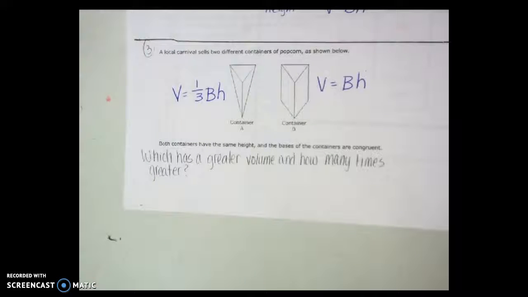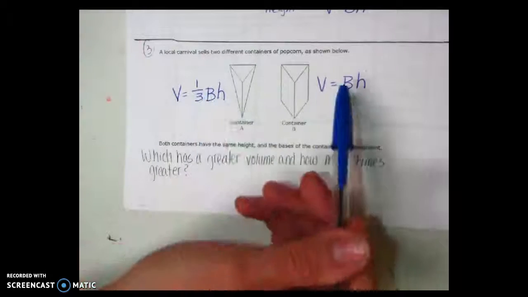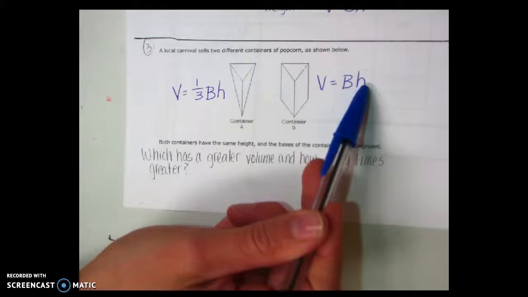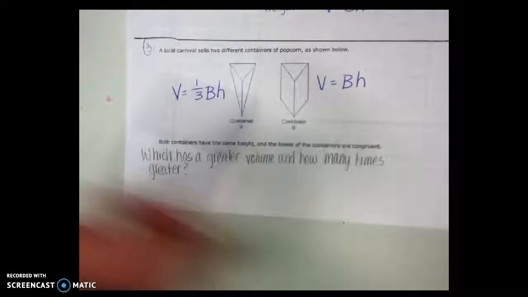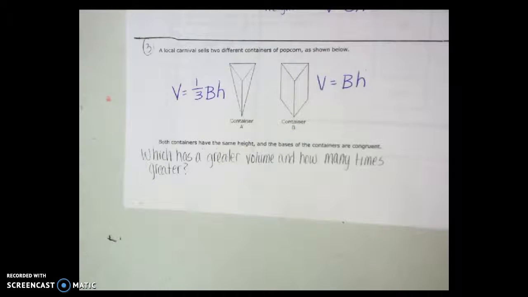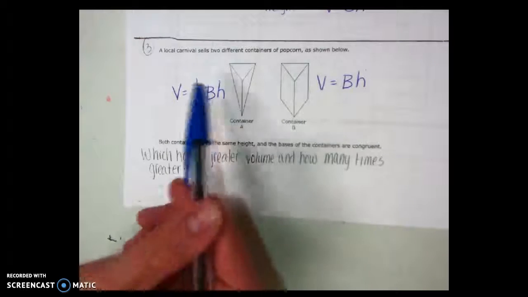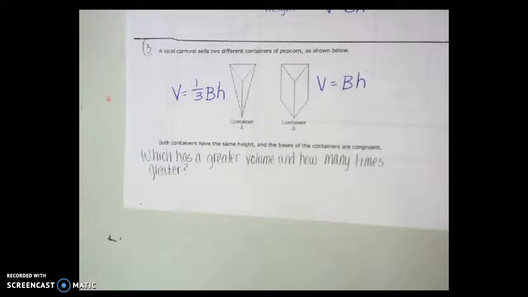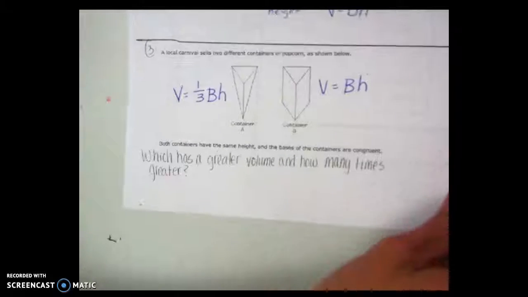So really all you're doing, because you don't know the area of the base or the height, you're just looking at those two formulas and deciding if the capital B was exactly the same and the H was exactly the same, and you plugged them in, which one would be bigger and how many times bigger would it be? Okay, if that confuses you, pick a value for B and pick a value for H. Plug a 10 in here and a 5 in here and solve them both and see which one is bigger and how many times bigger it is.